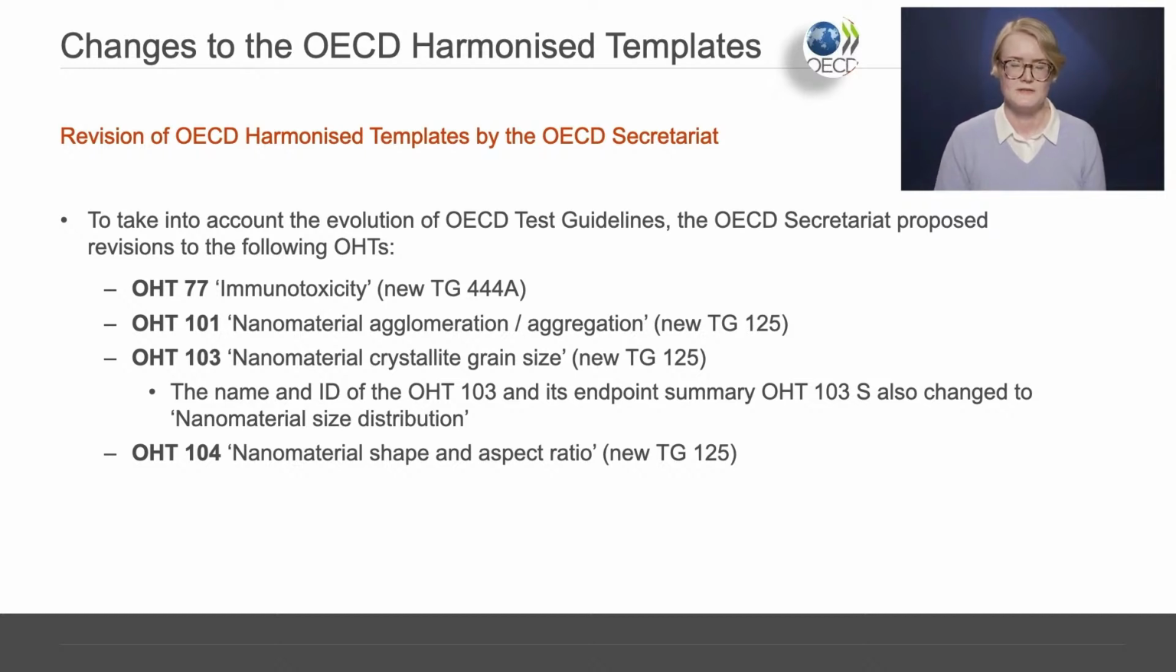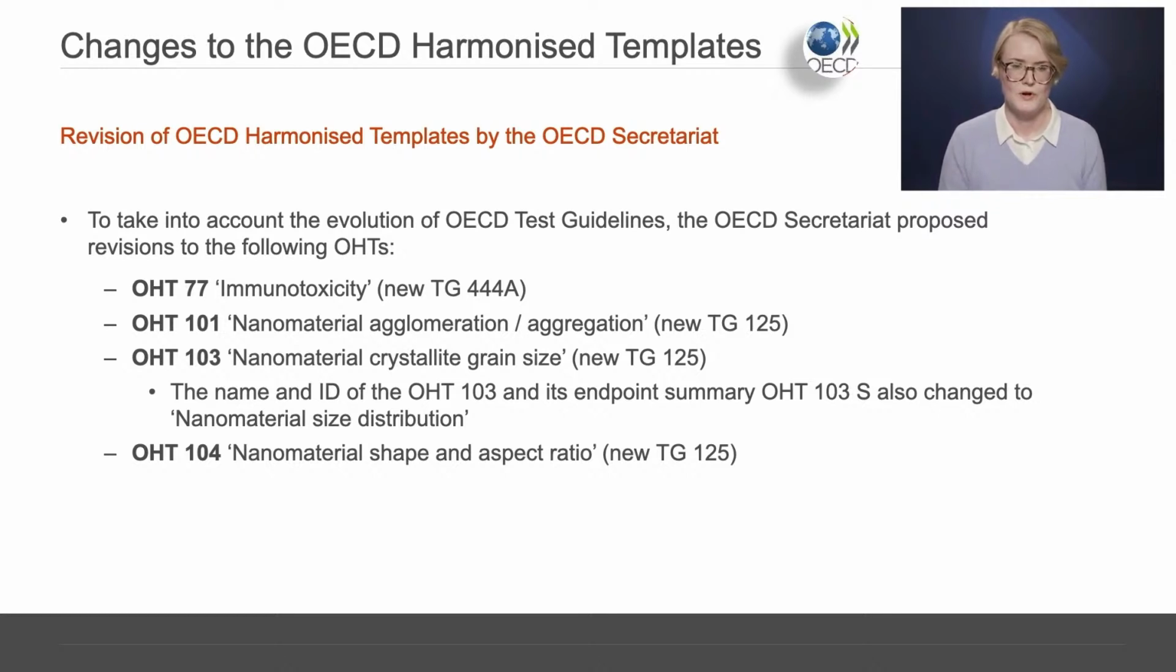So the OHT 77 immunotoxicity has been modified to include a new test guideline on in vitro immunotoxicity. And this now means the introduction of specific sections for reporting in vitro methods and results in the OHT. We have also implemented a number of dynamic content rules in Euclid, meaning that once the user has selected either an in vivo or in vitro endpoint, the fields that are not relevant for that particular endpoint will be made inactive in the user interface.